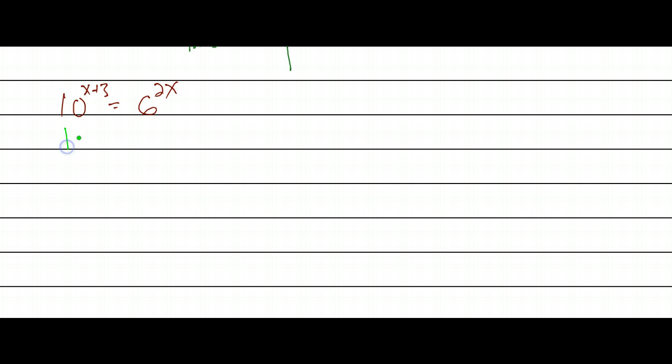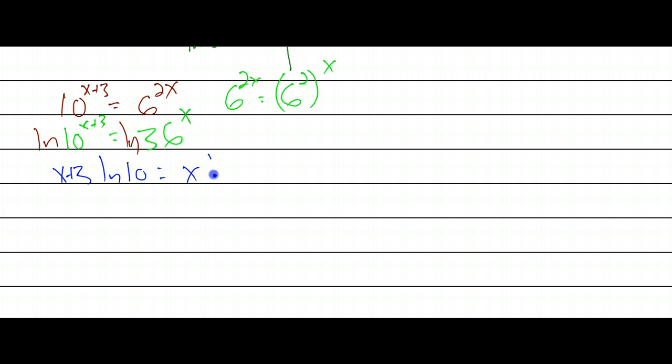So let's fix this. We write this as 10 to the x plus 3. So again, remember this breaks it into this. So this just turns out to be 36 raised to the x power. So now you take natural log of both sides. So now you have x plus 3 log of 10 is equal to x log of 36. Oh, we still have the same problem. It's all good.